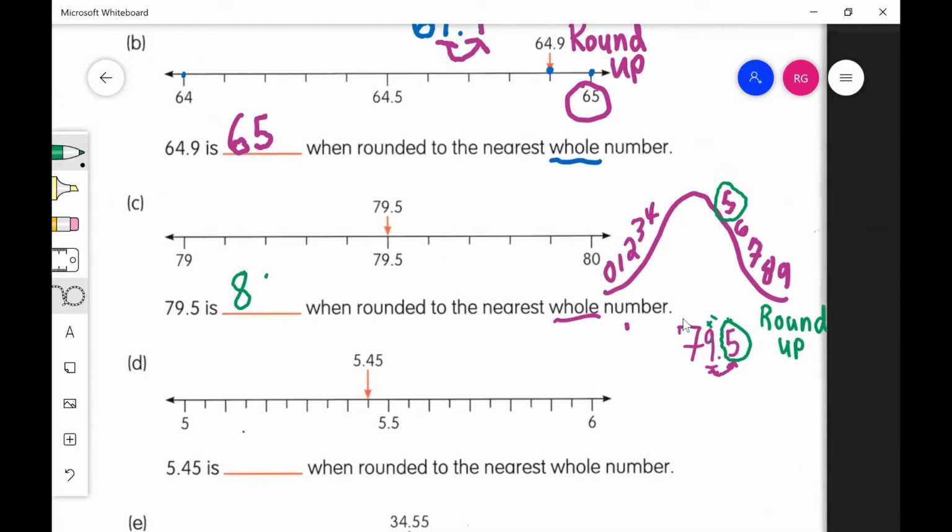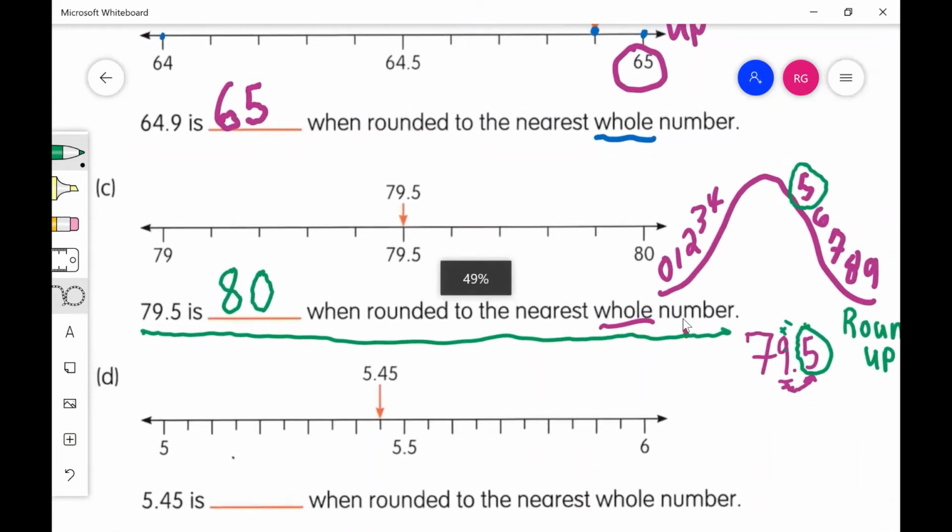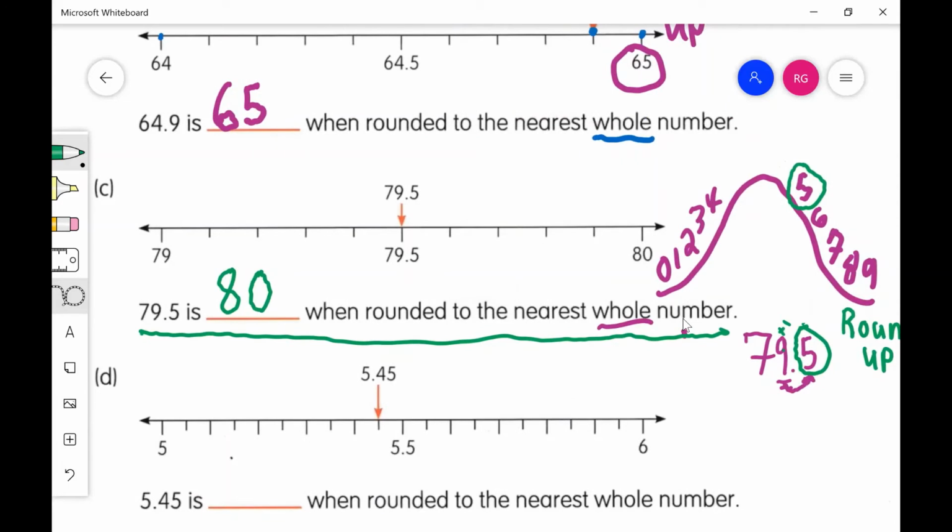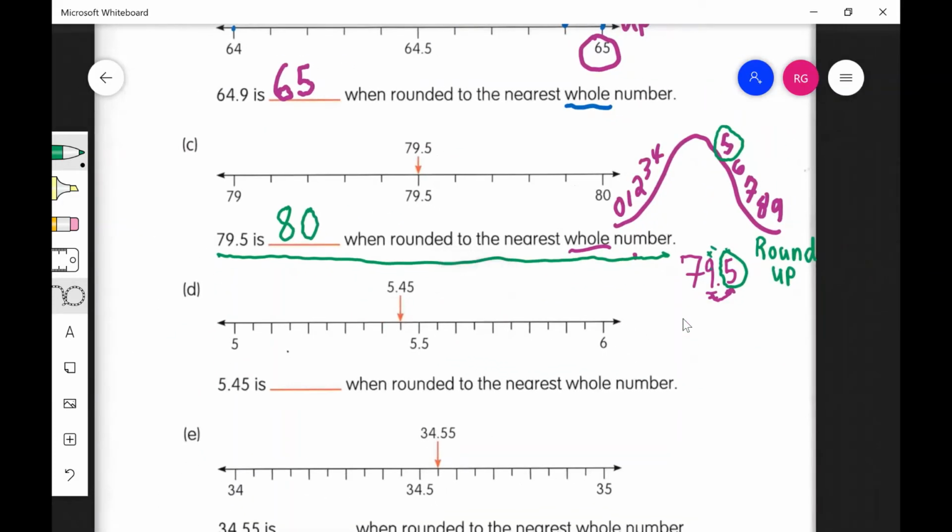Okay, so 79.5. Can someone read this line here? Start here and read this all the way across. Maybe Ming, do you want to read there for us? 79.5 is 80 when rounded to the nearest whole number. All right, so when rounded to the nearest whole number, we say there. Okay, perfect. Thank you, Ming.